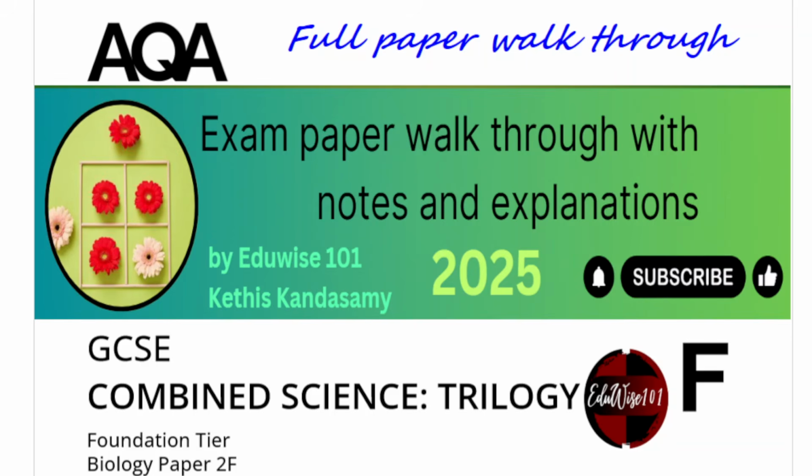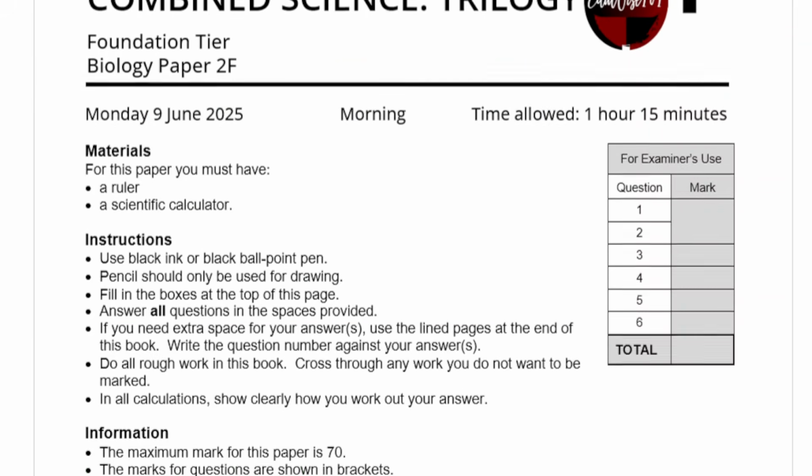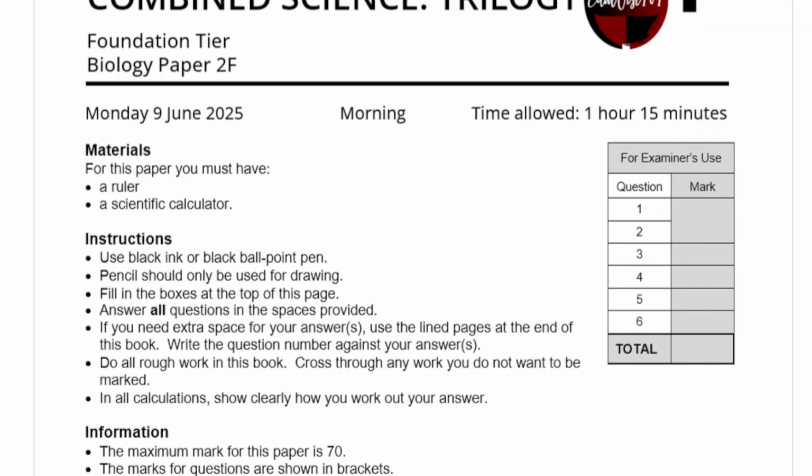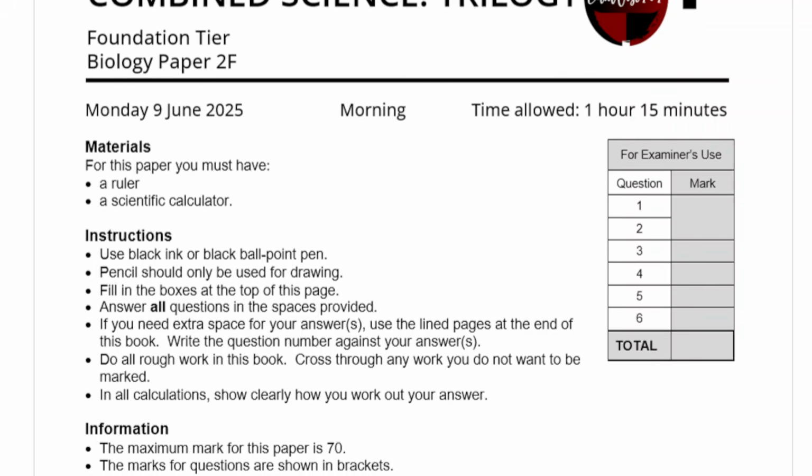In this video, I'm going to go through the AQA Combined Science Biology Paper 2 Foundation Tier from 2025. This paper is 1 hour 15 minutes long and it has 6 questions. Now in this video, I will be going through questions 1 to 4. These questions are the foundation tier questions. So I will go through them in this video.